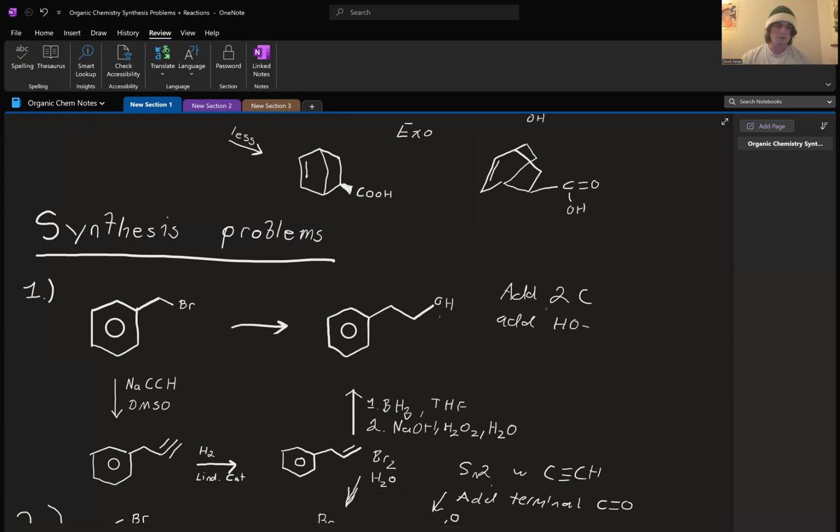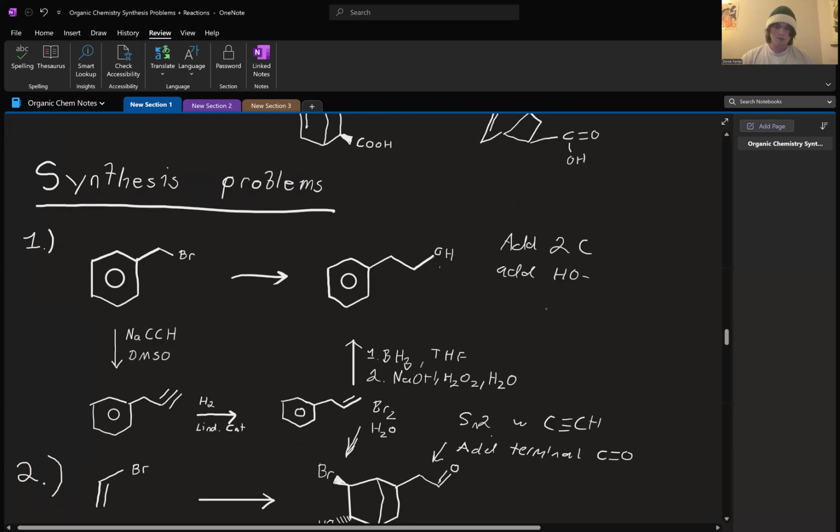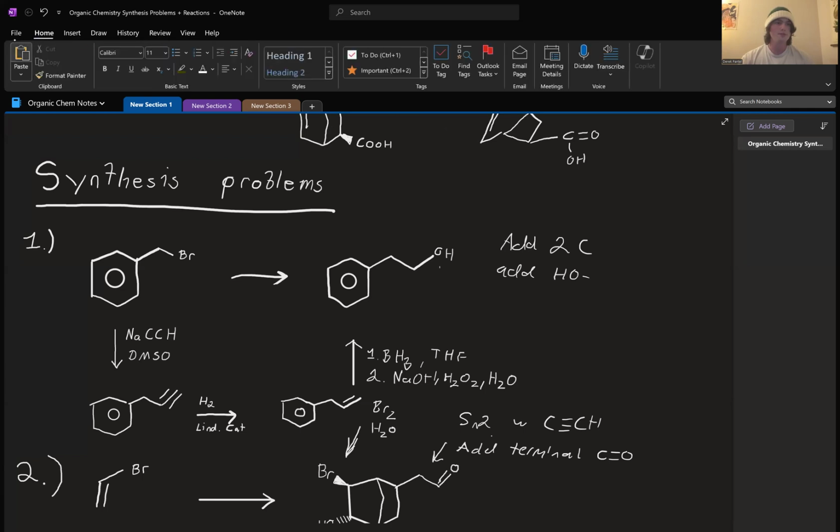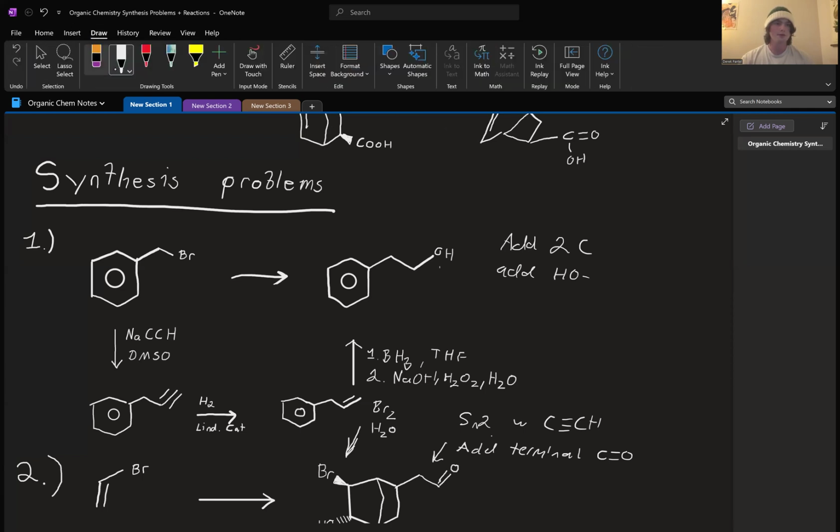So what we can do for that is, oh shoot, this should be one more carbon long. Yeah, this should be one more carbon long. Let me just quickly do that. That's my bad.